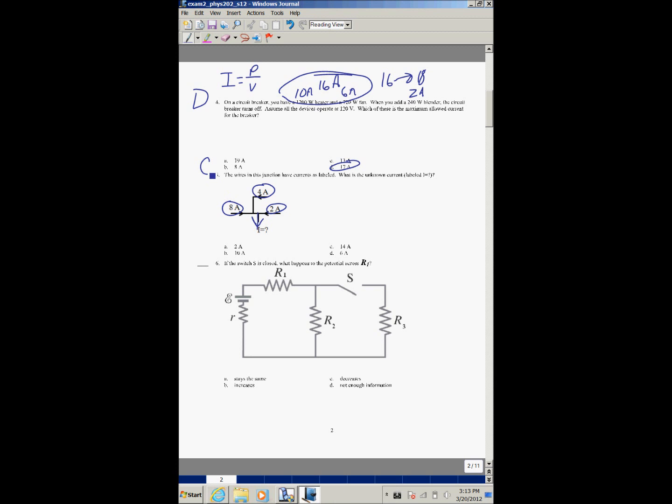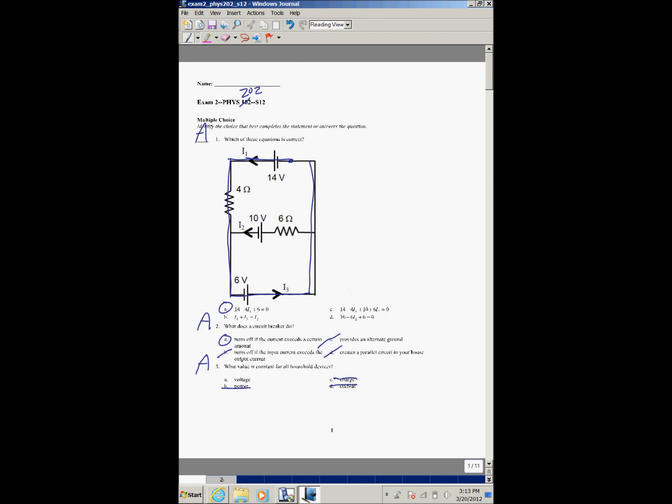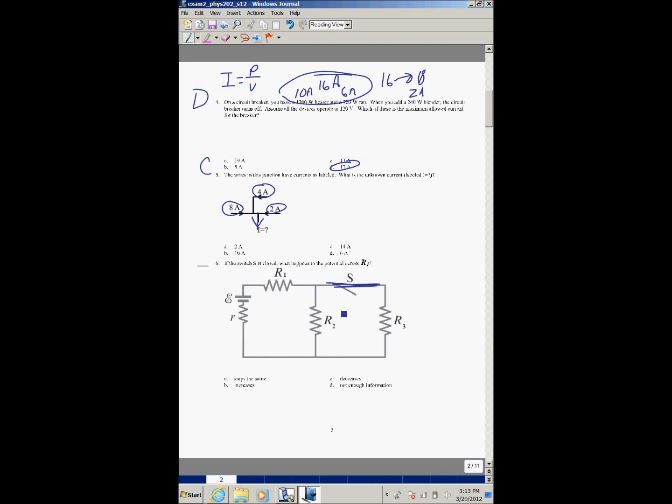I have this resistor, and when I close this switch, it's like that. What happens to the voltage or potential across R1 when I close that switch? I close that switch, this resistance goes down. That is the resistance of this branch, and so the voltage also goes down. That means that the voltage over here has to go up, so it increases. So number 6 is B.